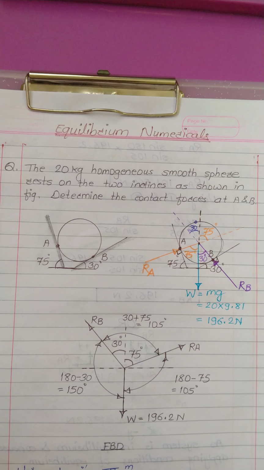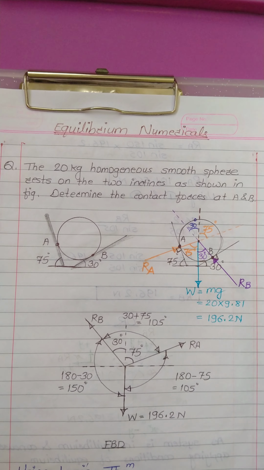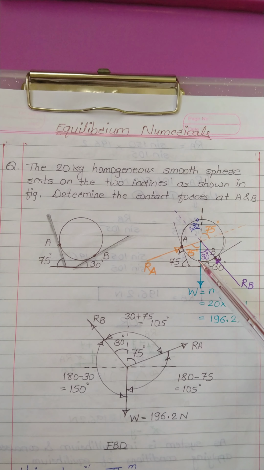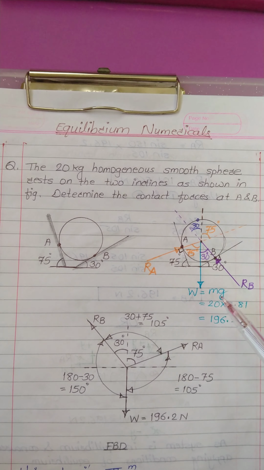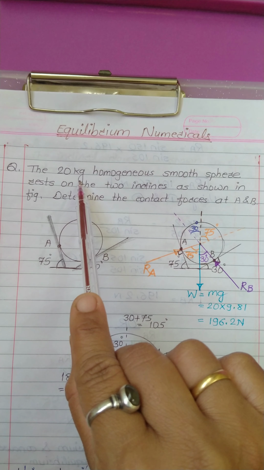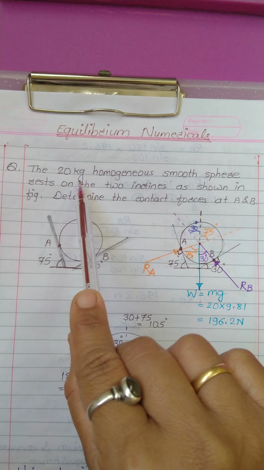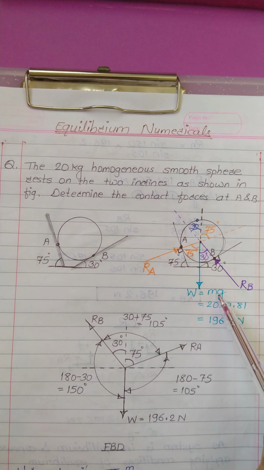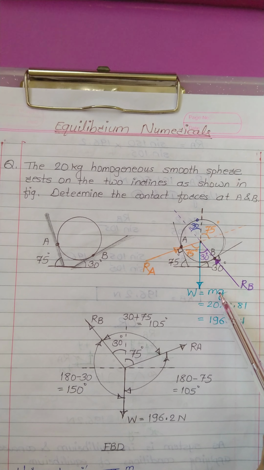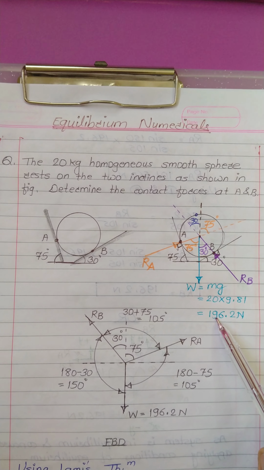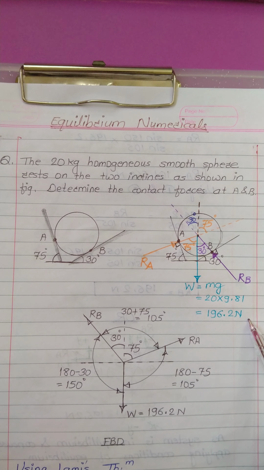While drawing the FBD, for your understanding I have drawn this separate sketch. Now look, there is self weight W. In this numerical they have provided the mass of the sphere, not the weight. So first of all we will convert this mass into weight. W is mass into gravitational acceleration. By using that formula we get W as 196.2 Newton.